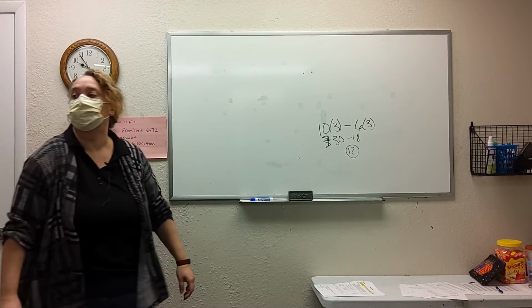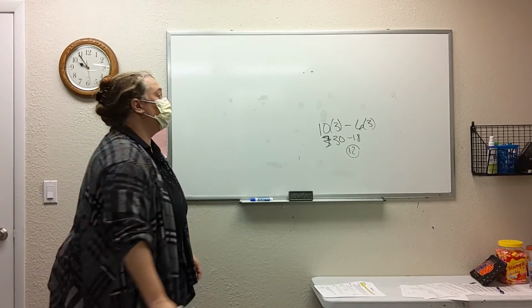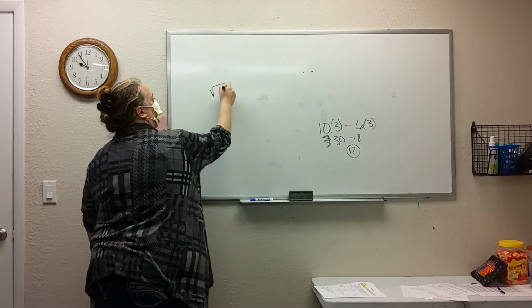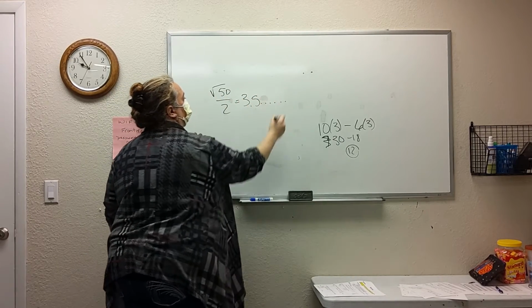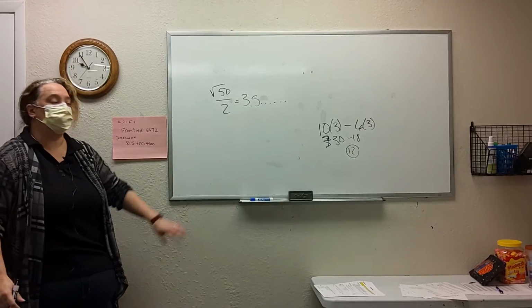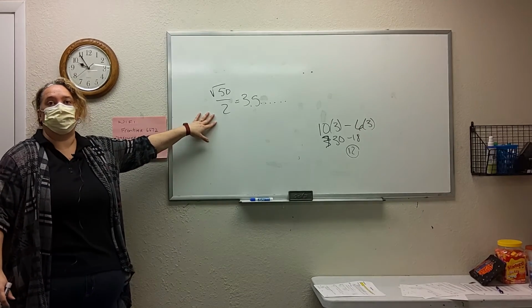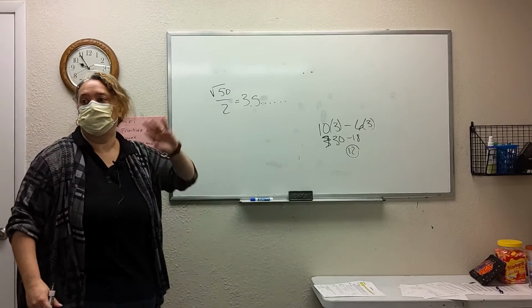Yeah, you're good. So when you do root 50 over 2, you should come up with like 3.5 and so on. Did anybody not get here? Because I'll happily come help you with your calculator. Okay.